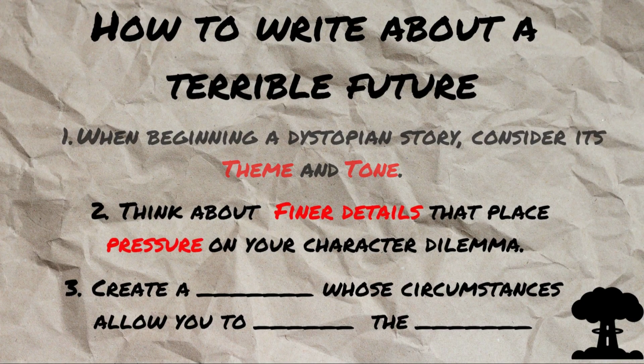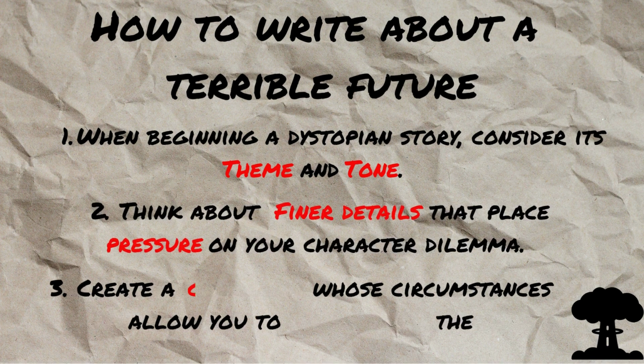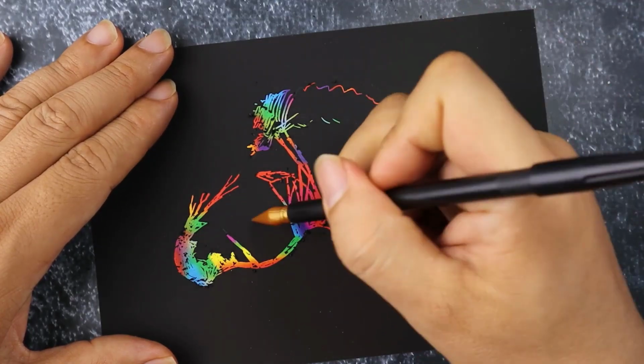And that brings us to the final point in writing dystopian stories, which is that once you have determined a theme, and you've played with some finer story details to add pressure to this theme, then it's time to create a character whose circumstances best allows you to emotionally explore this theme. Let's break out the drawing supplies.